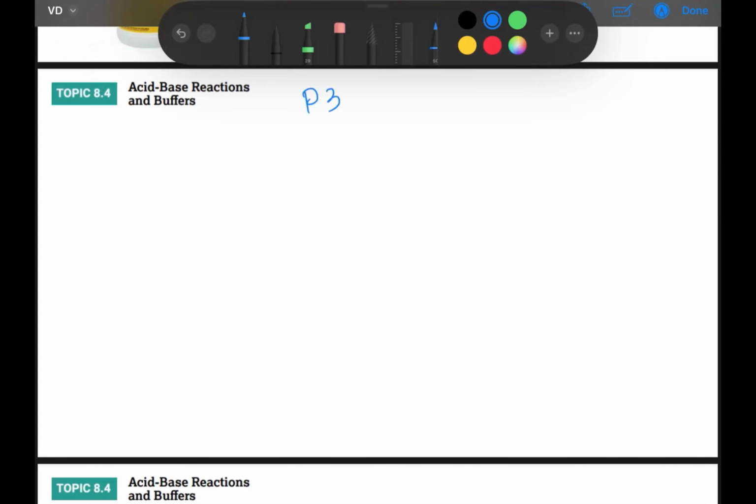Today we complete part 3 of acid-base reactions and buffers in section 8.4. Today we're going to complete the reactions between acids and bases, but this time we're going to use a weak acid or base that reacts with a strong acid or base. So what makes the weak acid or base unique?